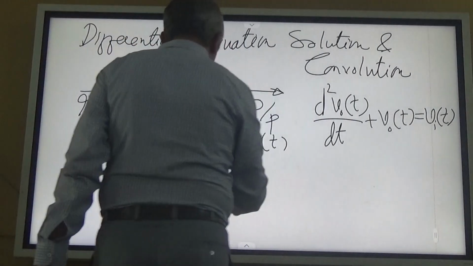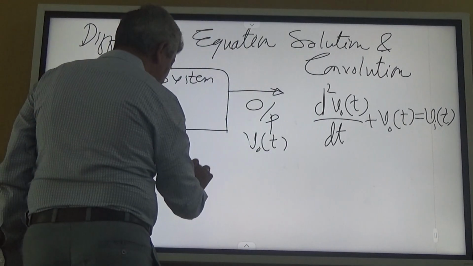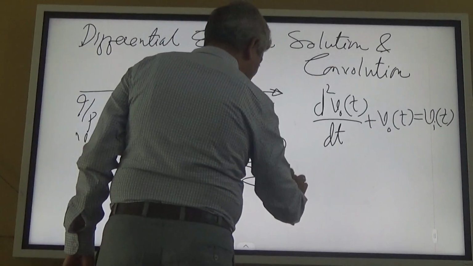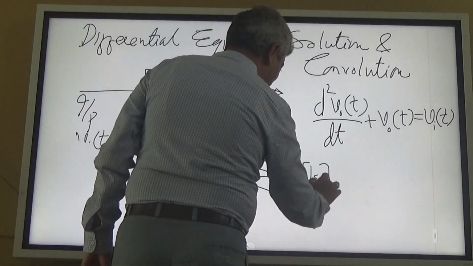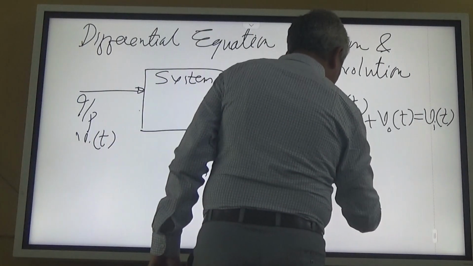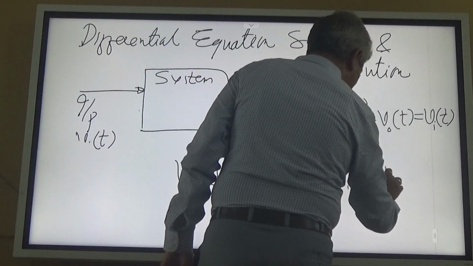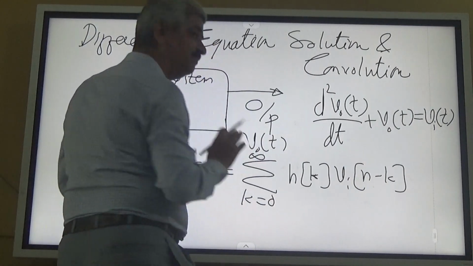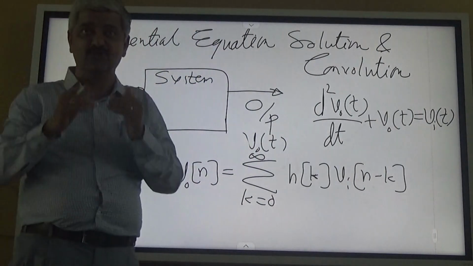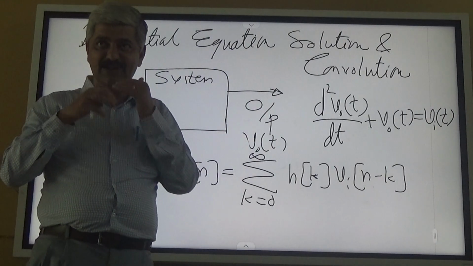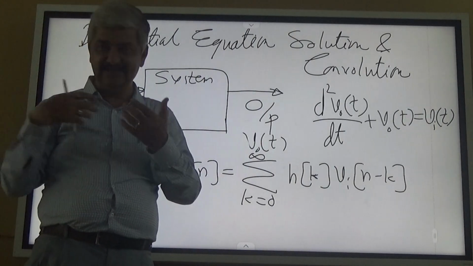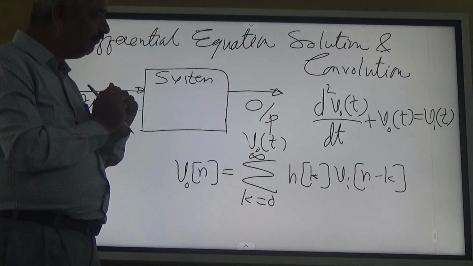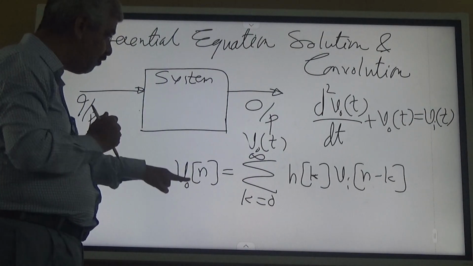So when we got a difference equation, we concluded that Vo[n] is equal to the summation of h[k] Vin[n-k], as k ranges from 0 to infinity. That is, the current output sample is the weighted sum of current and previous input samples. Now, what have we got? Vo[n] is a sequence.